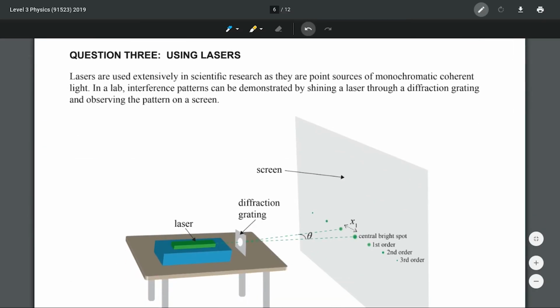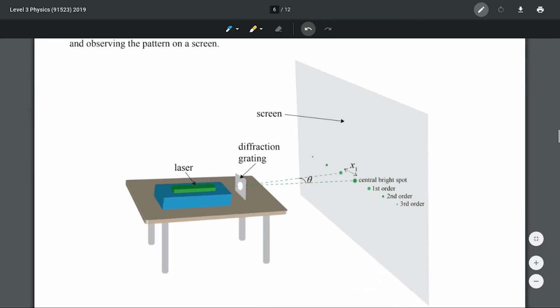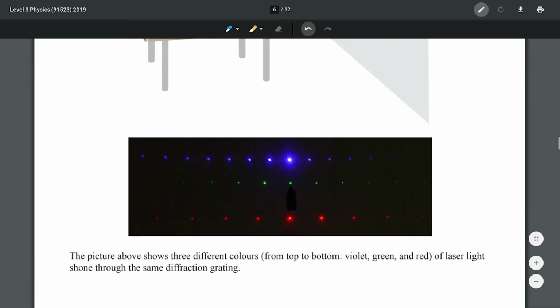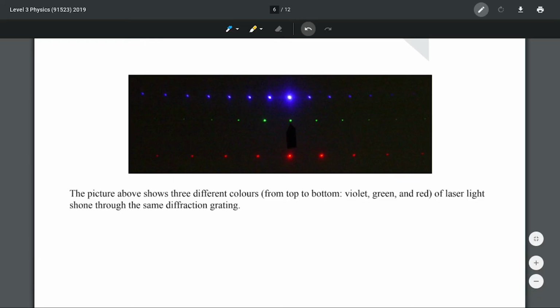Question 3. Lasers are used in scientific research, and we've got a bunch of waffle about that. And we're given a diagram of a laser and a diffraction grating, which is all pretty standard. The picture above shows 3 different colors from top to bottom. We have violet, green, and red. And so we have increasing frequency in that direction. And that light is shone through the same diffraction grating.